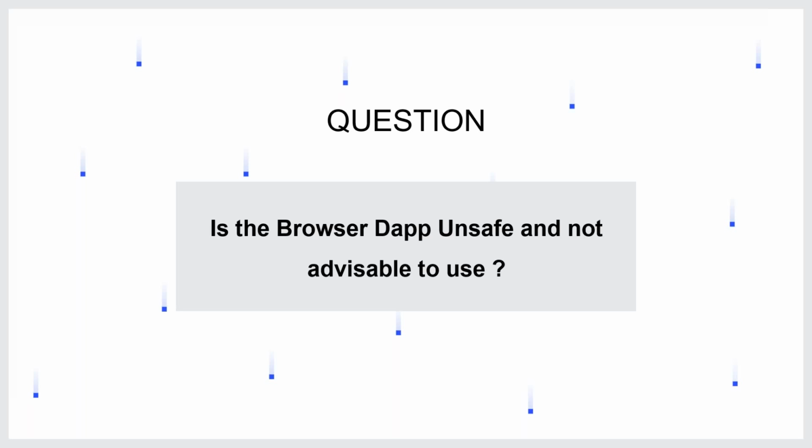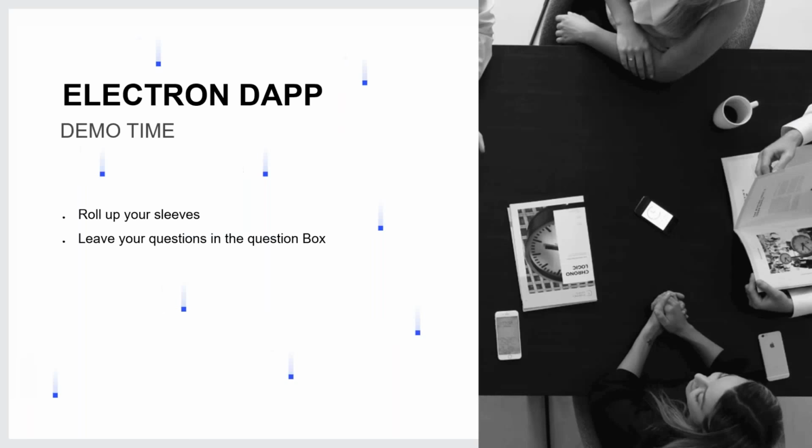It's just that making use of the Electron Dapp saves you from the risk of the DNS hack and the phishing attacks, among other attacks that you might find when you're actually surfing the net. So the browser Dapp isn't actually unsafe. Yeah, it's just that the Electron Dapp is safer. Okay, that's good to know.